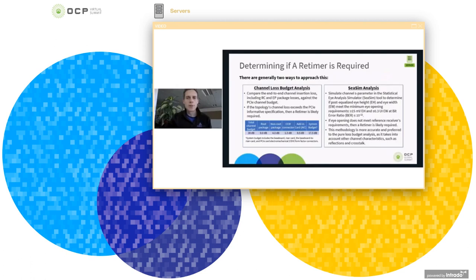So how do you determine if a retimer is required? There's generally 2 ways to do this. One is a simple channel loss budget analysis. That's what's shown on the left.